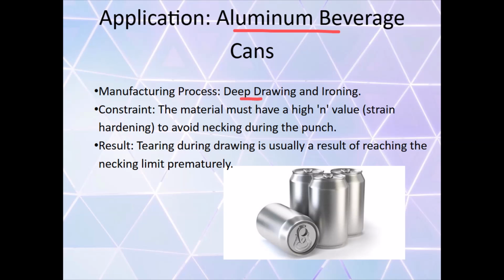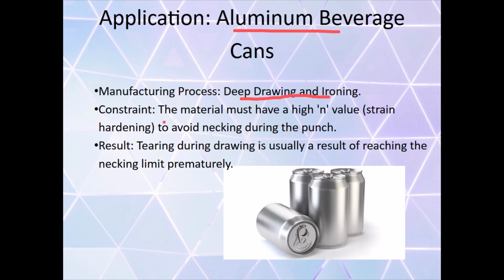So, the manufacturing process: aluminum beverage cans are manufactured by deep drawing and ironing. These are the processes by which aluminum beverage cans are prepared. Deep drawing is done in compression mode, and by ironing we get the can walls.